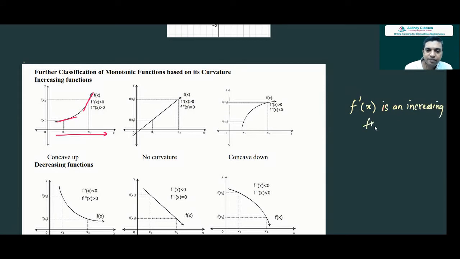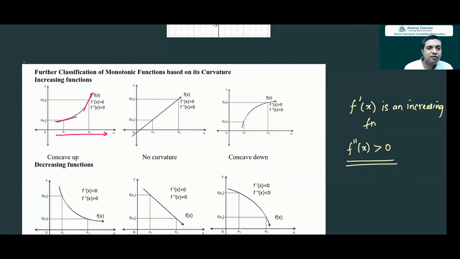In the first case I'm talking about, if f dash x is an increasing function, then its derivative must be greater than 0. So you get that the second derivative is greater than 0. When we get second derivative greater than 0, we get a curvature in the curve which is such that the concave portion faces upward.